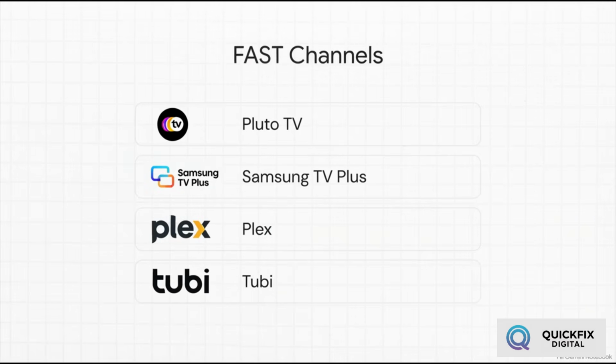To round out your legal sources, you'll also want to look into FAST channels. That stands for Free Ad-Supported Streaming TV. Enthusiasts out there often maintain M3U exports of legitimate services like Pluto TV, Samsung TV Plus, Plex, and Tubi. Adding these gives you a ton of great extra content. Just make sure to verify regional availability, as some of these are geo-locked depending on where you live.